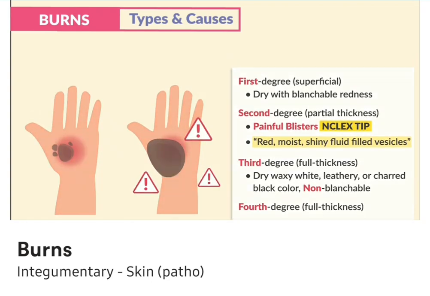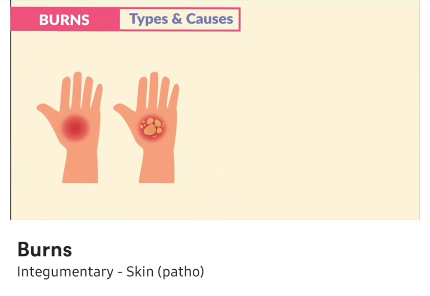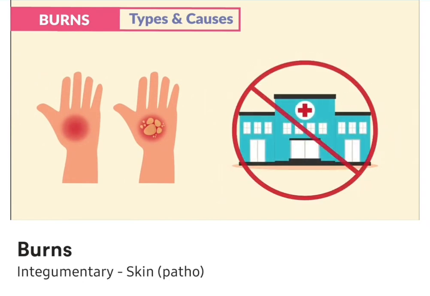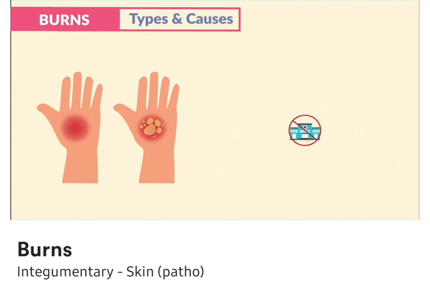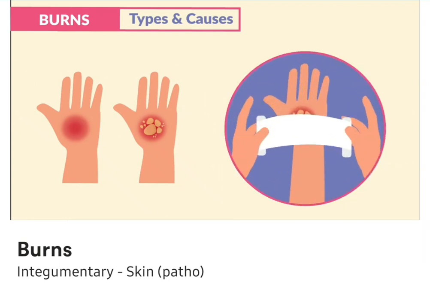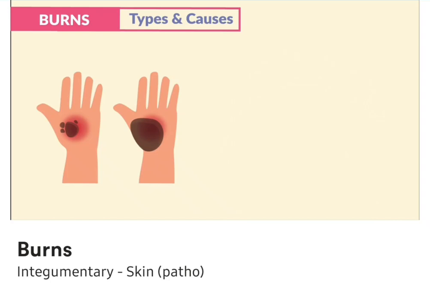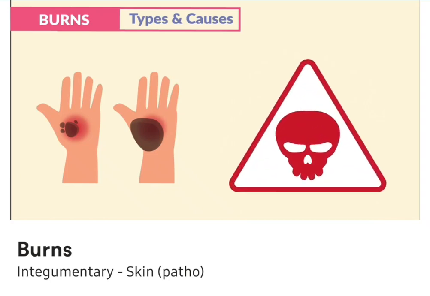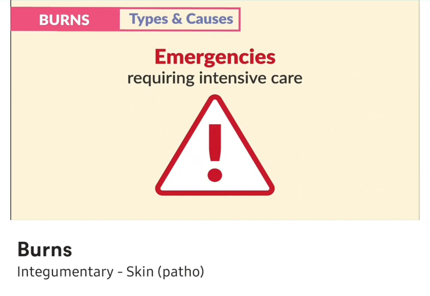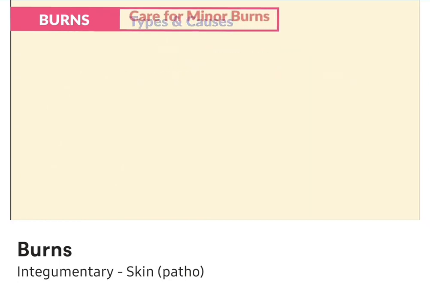Even though they may look similar to 3rd degree burns, these are far worse since they're far deeper. Now, for minor burns, like the 1st and 2nd degree burns, these do not typically need hospitalization and can be treated outpatient with wound care and dressing changes. Whereas major burns like 3rd degree and 4th degree, these are deadly medical emergencies requiring intensive care, which we'll cover in a moment. So first, care for minor burns.